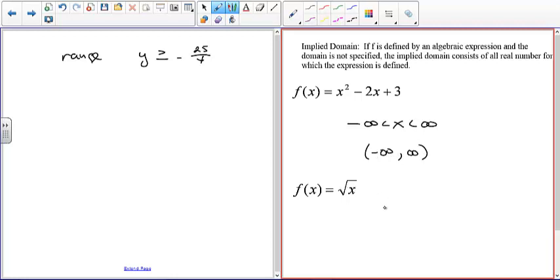Now here we said that the argument of the square root function had to be positive, so x has to be greater than or equal to 0. So that's the domain. Another way of representing this would be 0, positive infinity, square bracket.